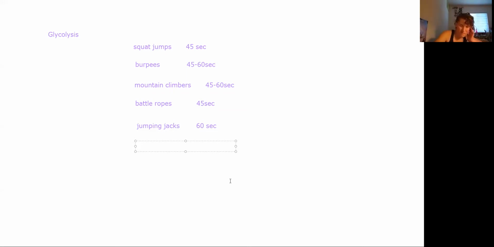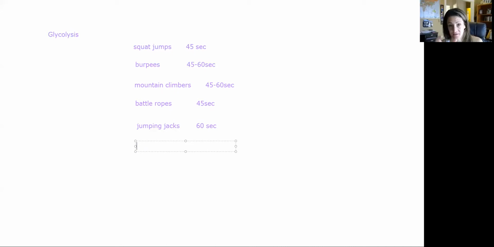Would jump rope be glycolysis? For most people. For some people, it's not. Let's get something a little harder. How do you know if the exercise you're doing is in glycolysis? You're out of breath and your muscles are burning. Yes. Oh, what about a plank? Would that count or no? For some people.